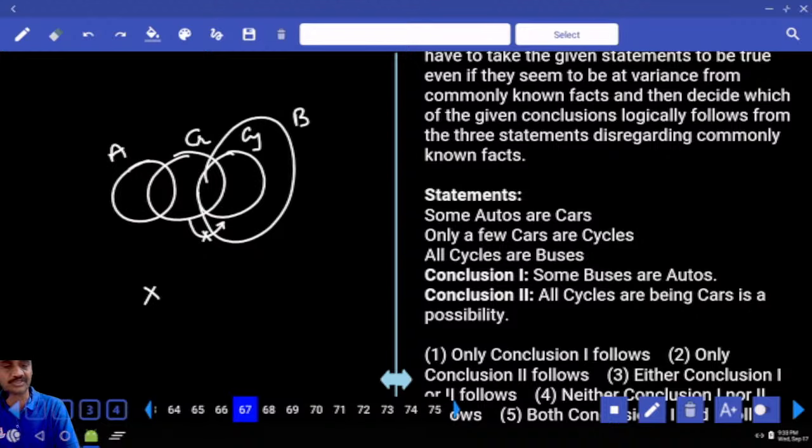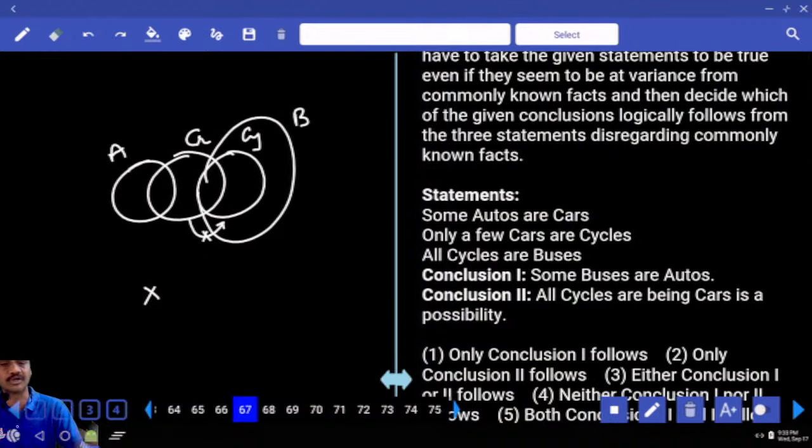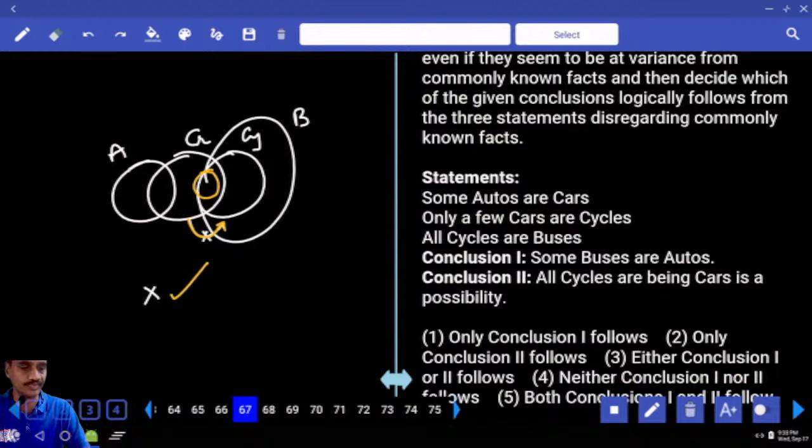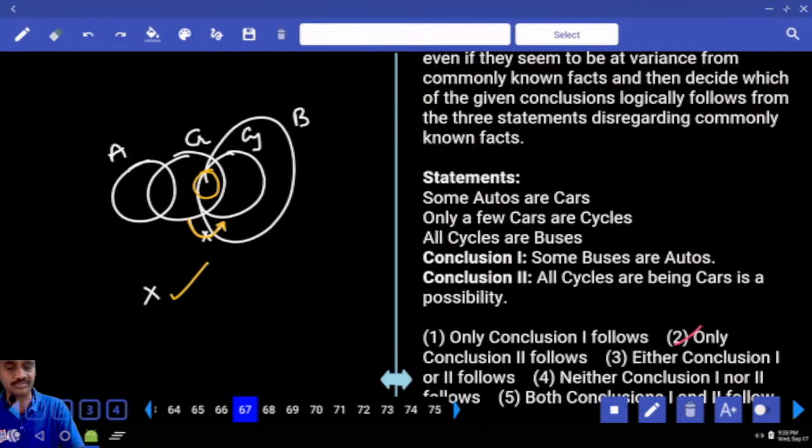False. No intersection between them. All cycles are cars is a possibility. All cycles are cars, is it possible or not possible? This entire cycle is a part of car. Can I write cycle like this or not? Yes, it is possible. Hence only 2 is the choice for question number 67.